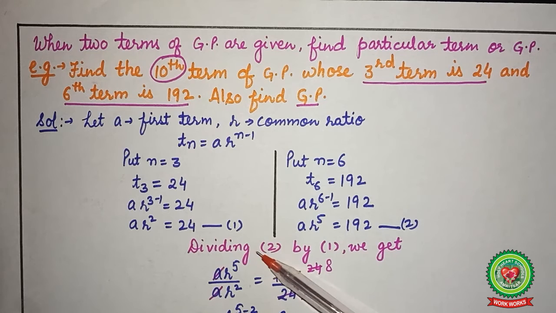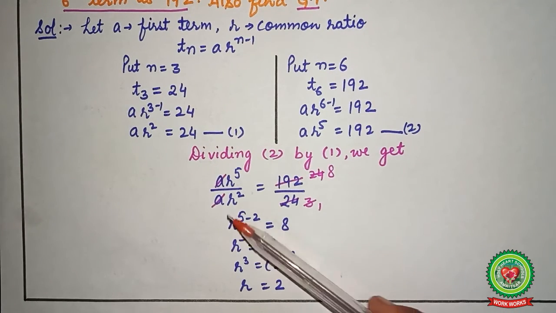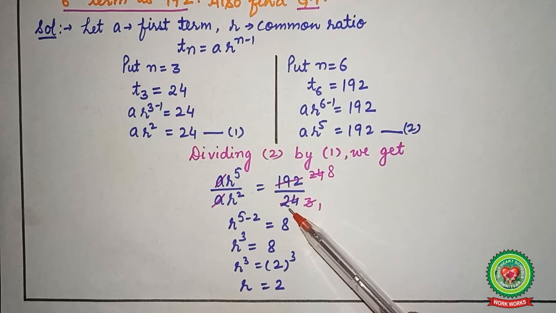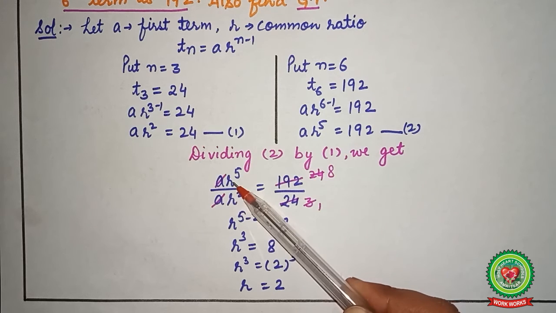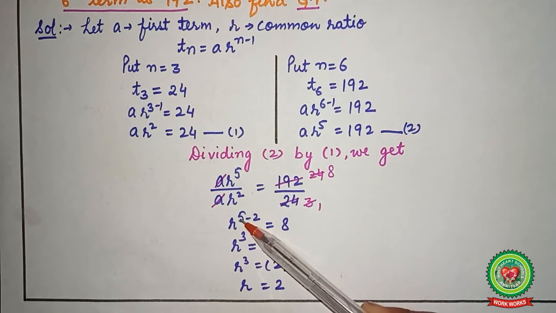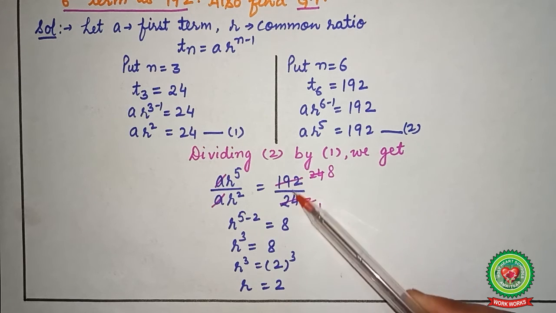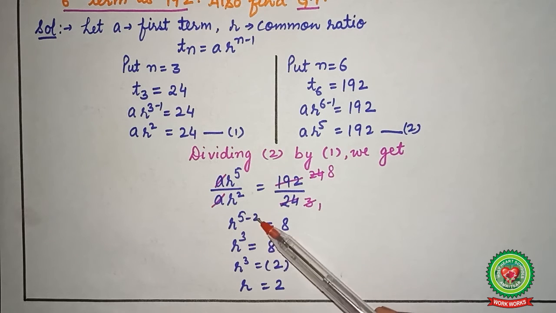So here we will divide the second equation by the first. So we get A R raised to power 5 upon A R square is equal to 192 upon 24. Now here A is cutting with A. Here two terms have the same base and they are in division, so the powers should be subtracted. R raised to power 5 minus 2. On the right side, after cutting, we are left with 8. So from here, R cube is equal to 8.